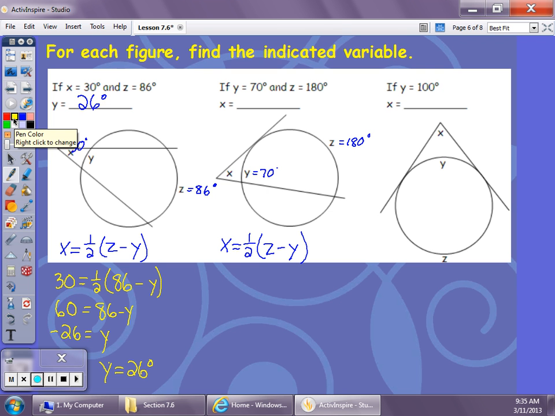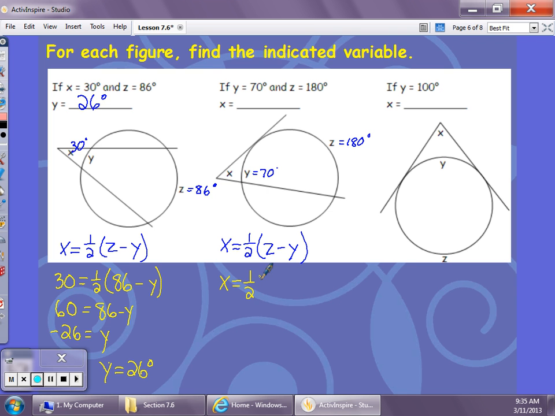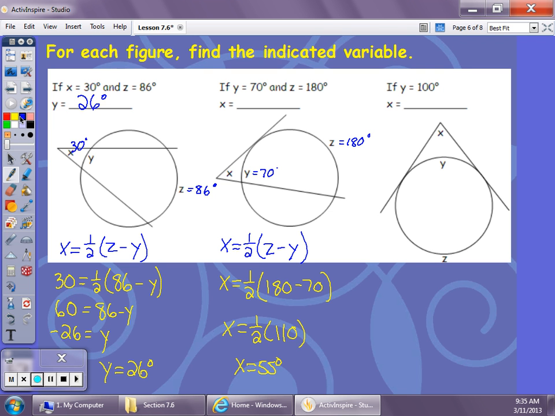So if we fill in the information we have, we know that x is going to equal 1/2 of 180 minus 70. So 180 minus 70 is 110. So x is going to equal 1/2 of 110. And then half of 110 is going to give us a value of 55 degrees. So now we know that the angle measure for x is 55 degrees.